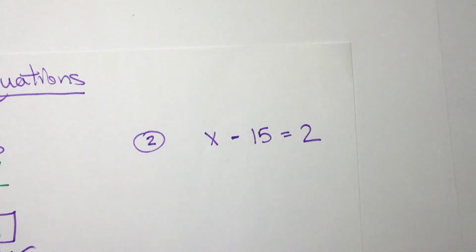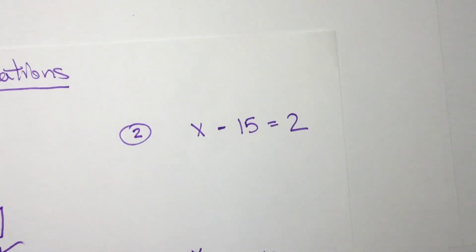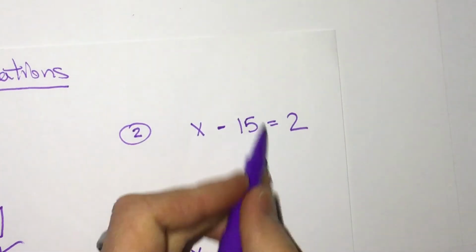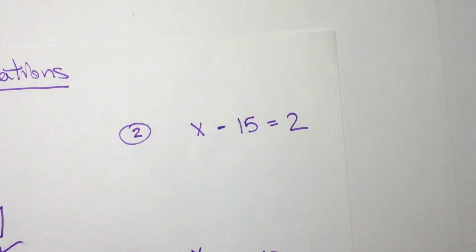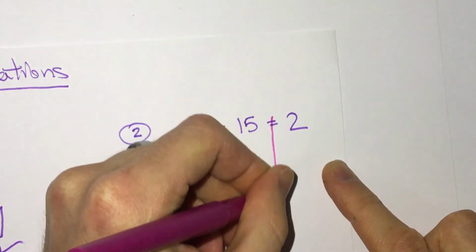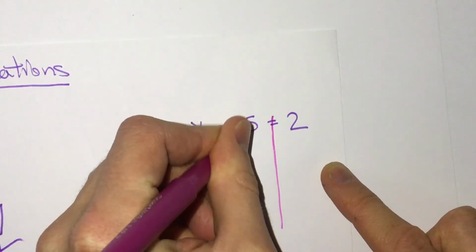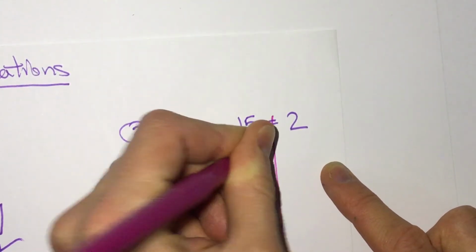Now, what if we have subtraction instead of addition? x minus 15 equals 2. Well, we can imagine this being a negative 15. What do we have to do to make negative 15 be 0? Well, the opposite of subtracting is adding, so we would add 15.